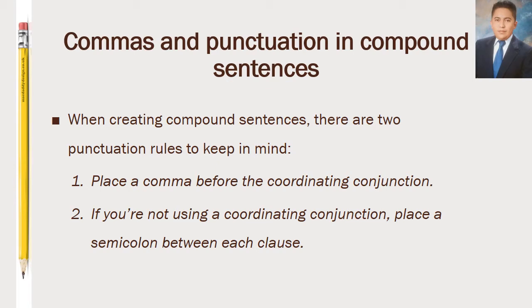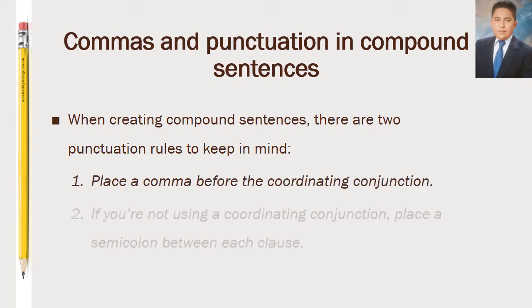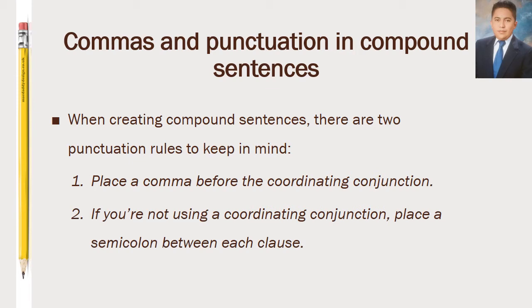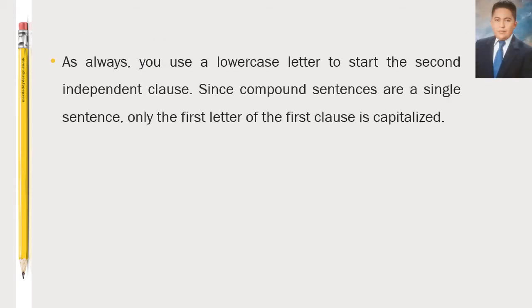Commas and punctuation in compound sentences. When creating compound sentences, there are two punctuation rules to keep in mind. Number 1: place a comma before the coordinating conjunction. Number 2: if you're not using a coordinating conjunction, place a semicolon between each clause. As always, you use a lowercase letter to start the second independent clause. Since compound sentences are single sentences, only the first letter of the first clause is capitalized.